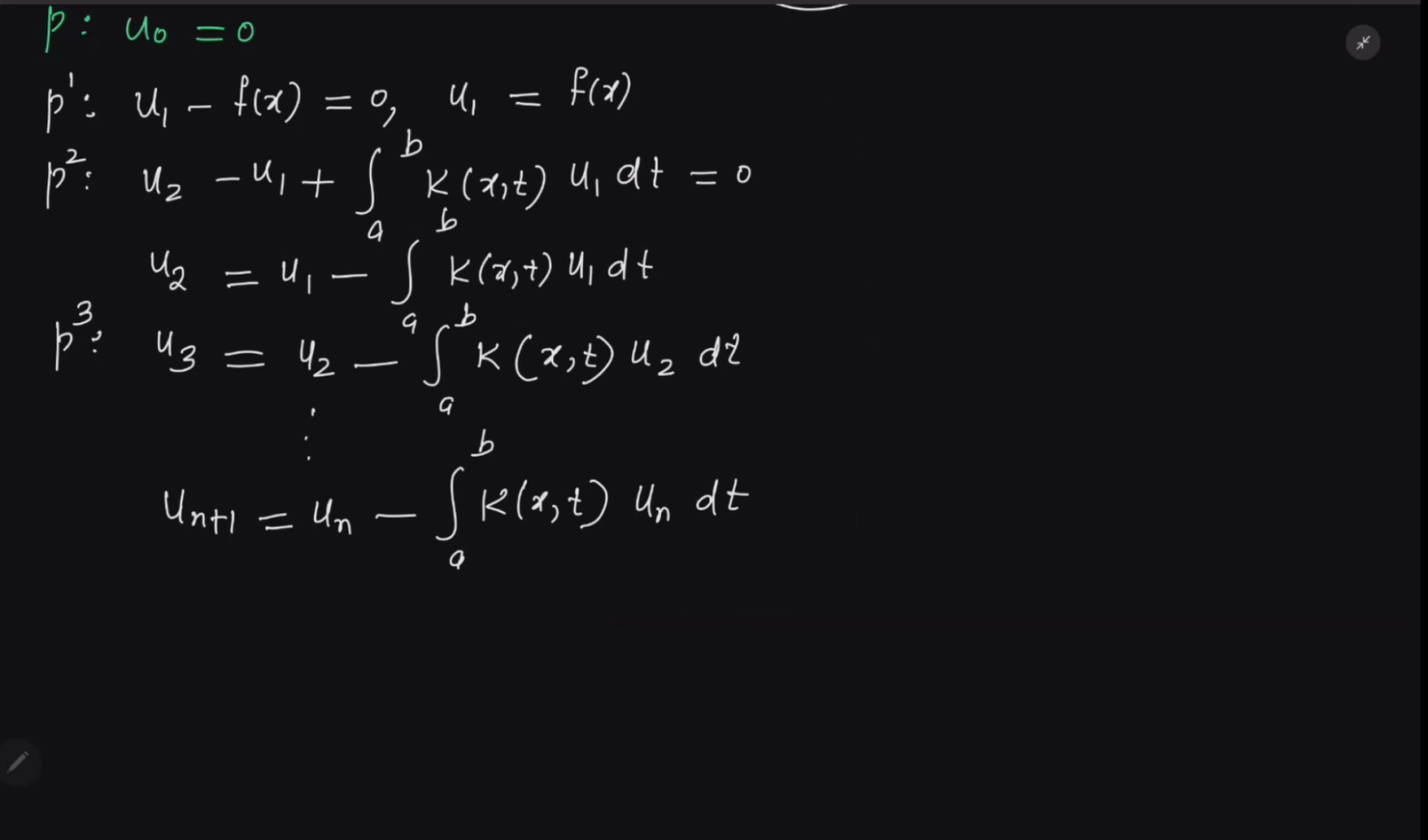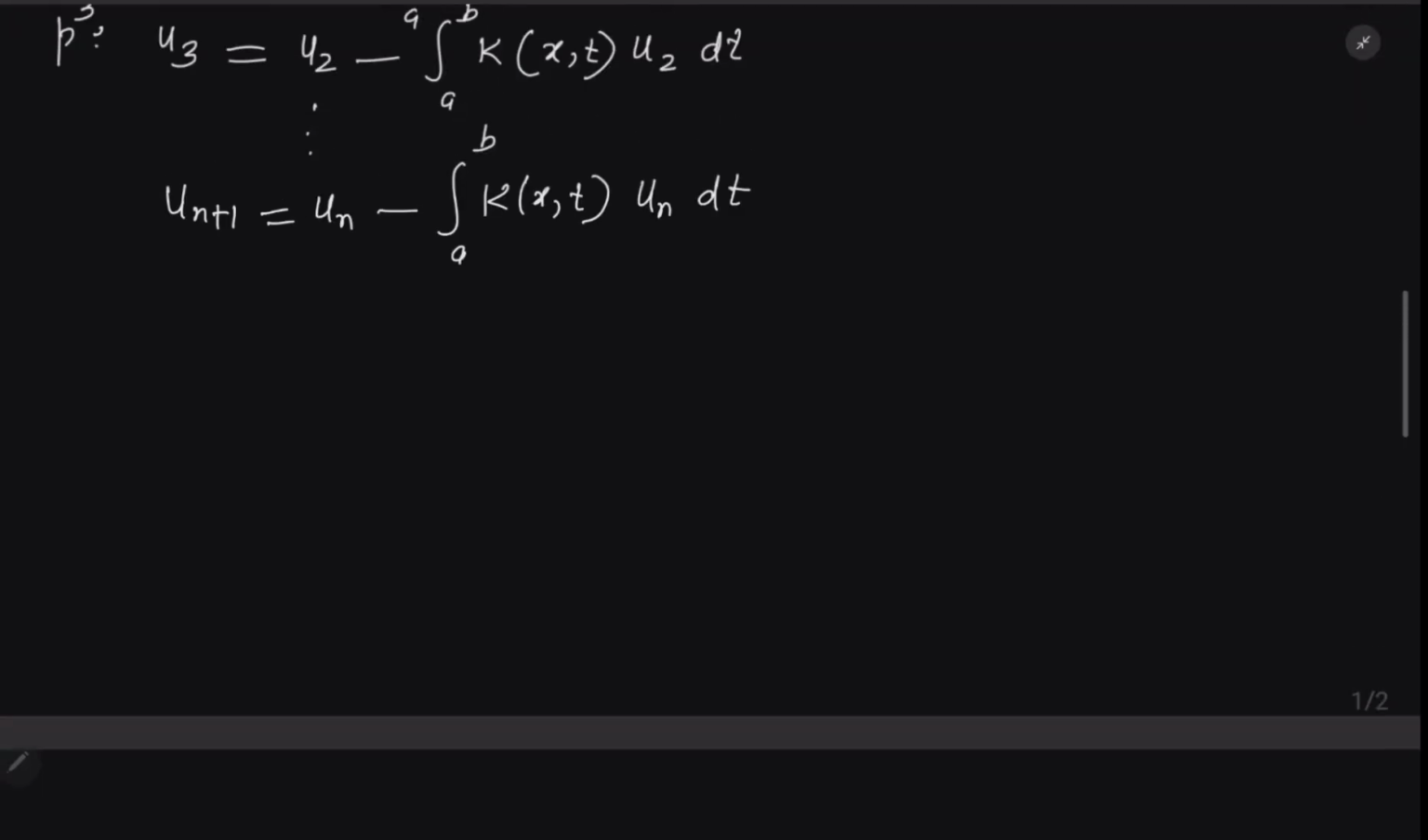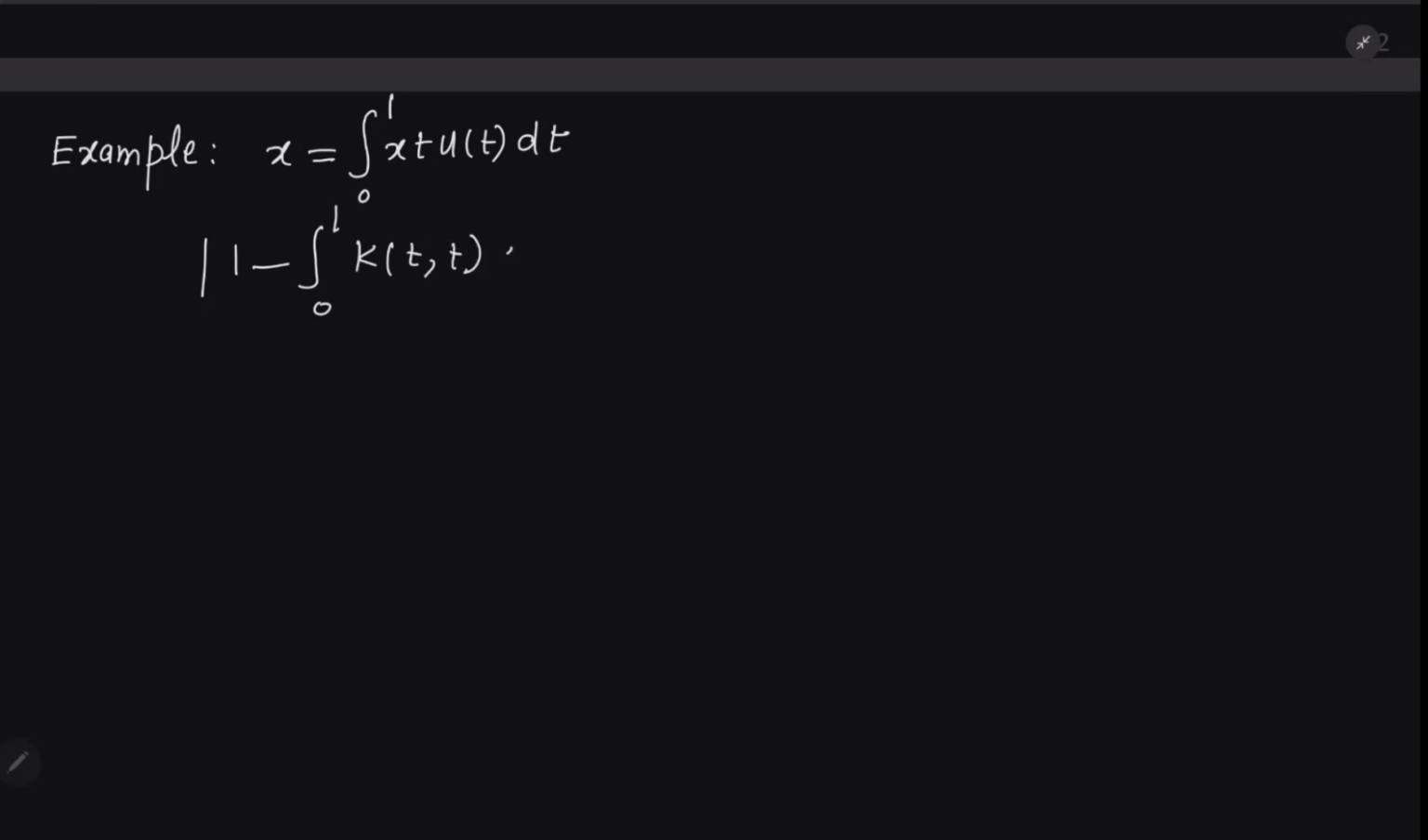So let me just solve another example. Suppose we have an equation, and the first thing we need to do is find the convergence. We need to know the convergence, and the convergence formula is this one. And after solving it, you will get 2 by 3, which is less than 1.